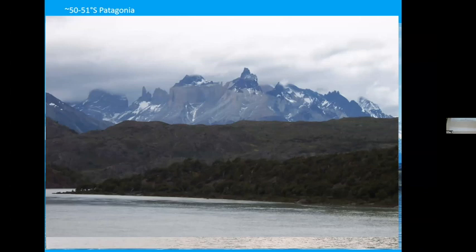Has anybody, maybe online, anybody been to Torres del Paine? Yeah. I just had a cousin go there. It's one of the highest tourist spots in Patagonia.